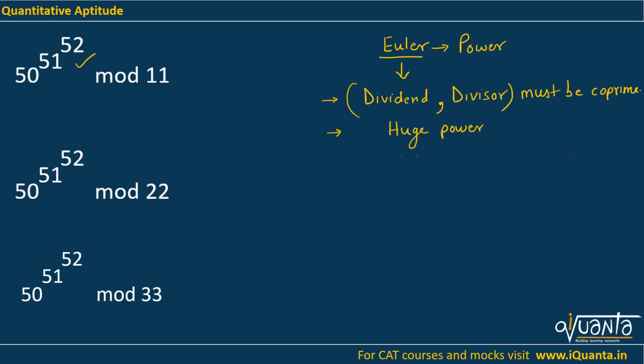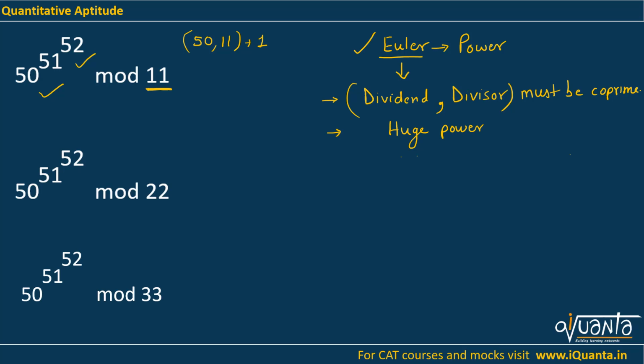So now when we see the first question over here, we have 50 to the power 51 to the power 52 mod 11. We can see that the dividend here is a multiple of 50 while the divisor is 11. So 50 to the power anything will always be a multiple of 50. So we can simply find out the HCF of 50 and 11. Definitely it will be 1. So that means dividend and divisor are co-prime. We can apply Euler theorem over here.